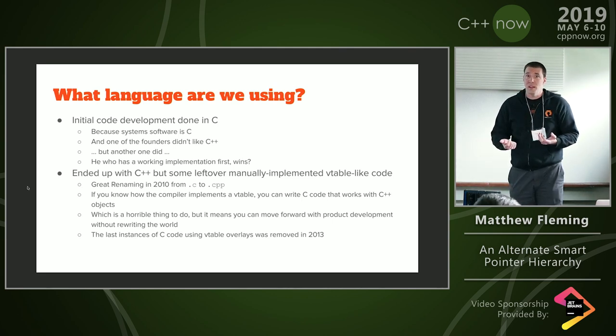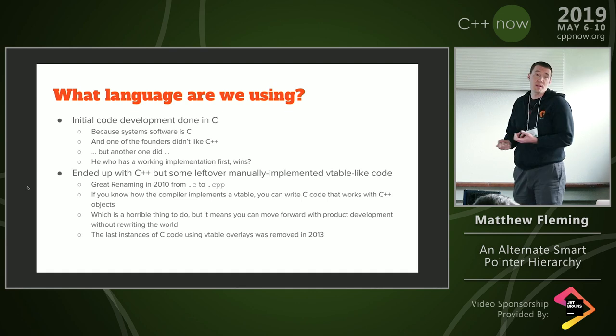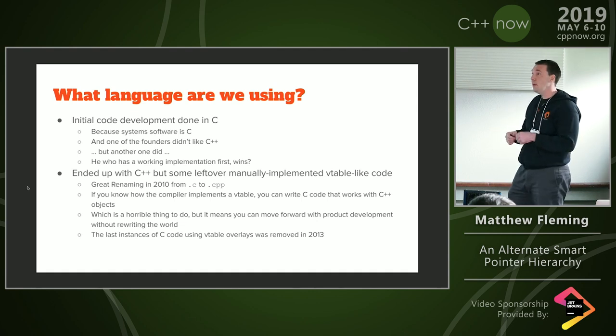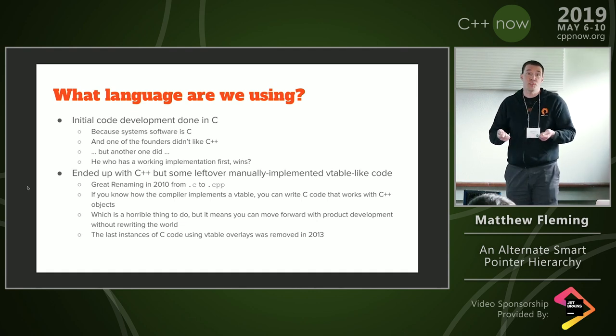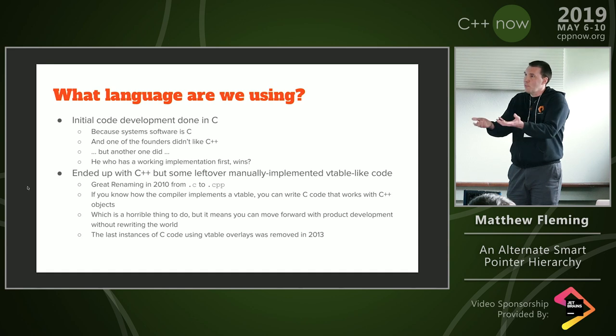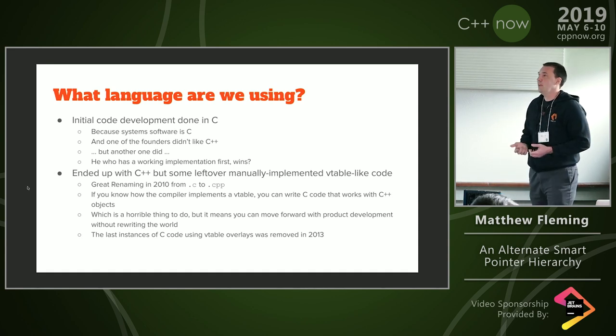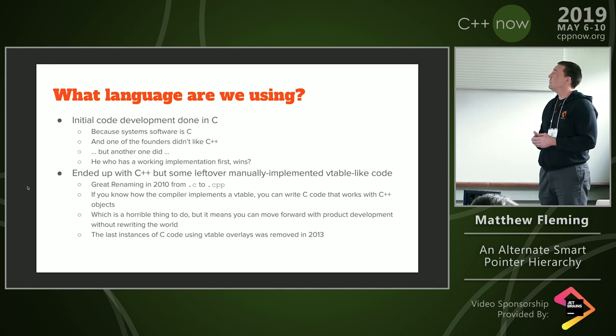One of the founders really didn't like C++, and another one really did. It turns out during a lot of meetings where they're talking about architecture, the founder who liked C++ was doing an awful lot of typing. And at some point when they were all discussing, hey, how should we do this? He said, yeah, that's cute and all, but here's a working implementation of something. So the working implementation won, because working code is better than ideas.